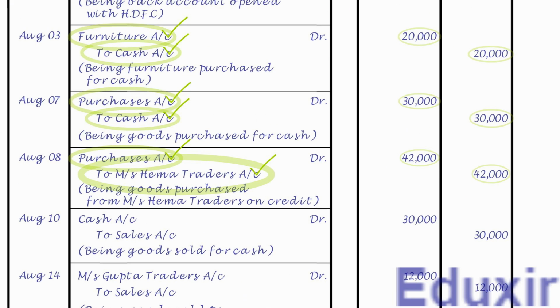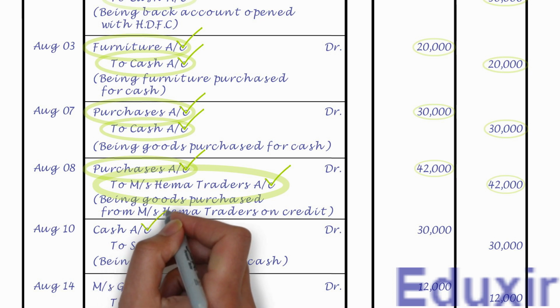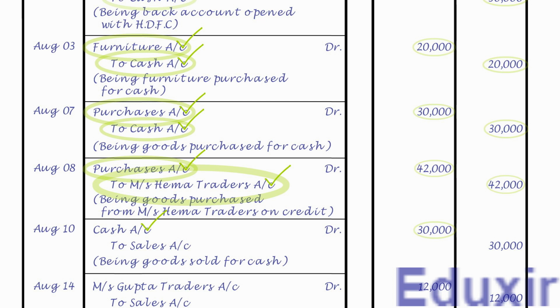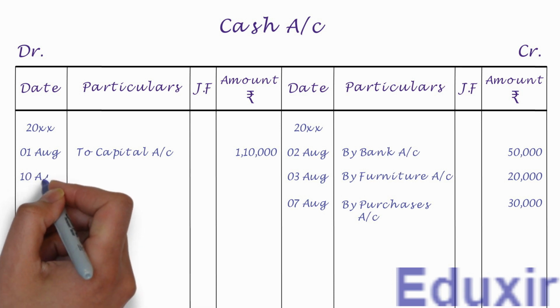As the name suggests, it needs to be posted on the debit side of cash account and the debit amount is 30,000 rupees. Note that the details that need to be posted into the particulars column is sales account. As we already have the cash account, let us now post this entry into that account. Let us first write the date in the date column.